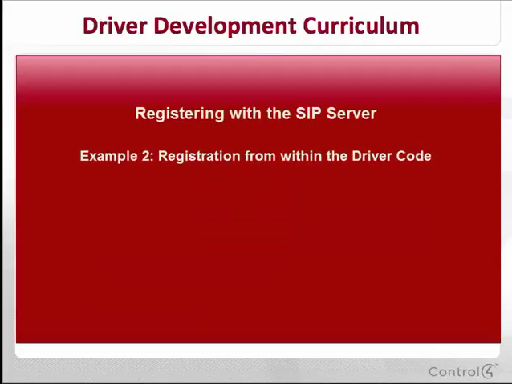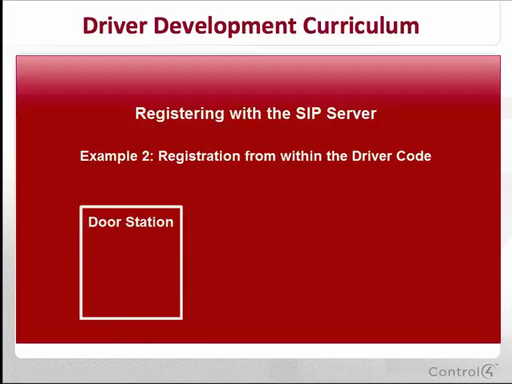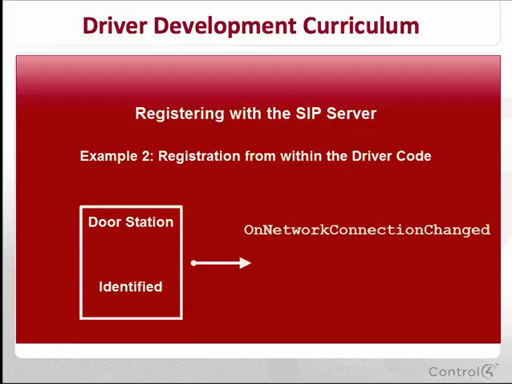Now, let's look at how an Intercom door station driver can initiate the registration process. Below is how a driver may work using the identification process to trigger registration. When the Intercom door station device is identified in a project by a dealer, it comes online and an initialization function provided in the driver template is called. That function is named onNetworkConnectionChanged. OnNetworkConnectionChanged calls a function supplied by the template named initialize.